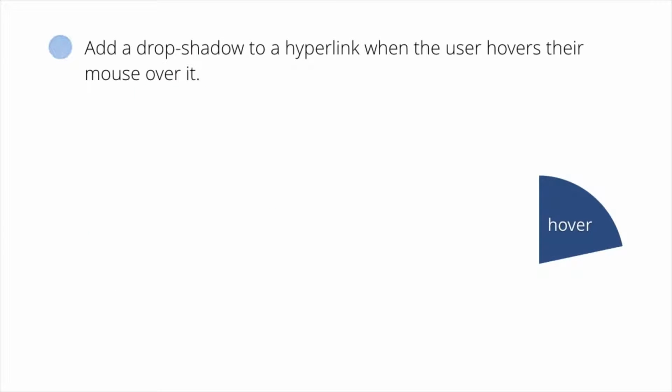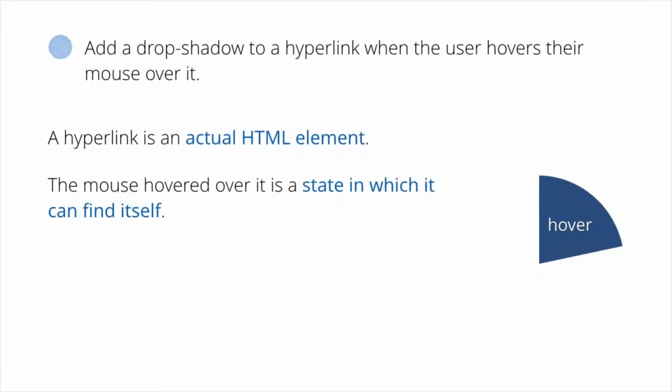So let's go through the answers. Adding a drop shadow to a hyperlink when the user hovers their mouse over it. 22% of people thought this was a pseudo element. Well, a hyperlink is an actual HTML element, and the mouse hovering over it is a state in which it can find itself. So this is a pseudo class we're talking about. Anyone know which one? It's hover. It's probably a really popular pseudo class anyway. And so you just style the hover pseudo class of link and you get this effect.